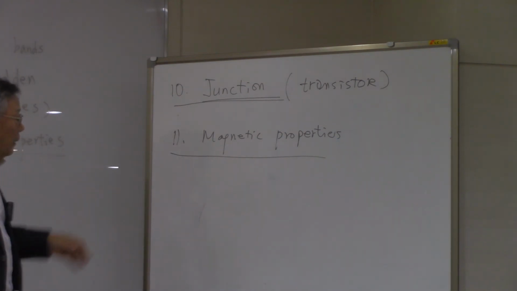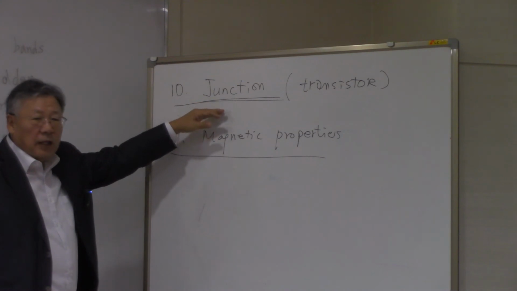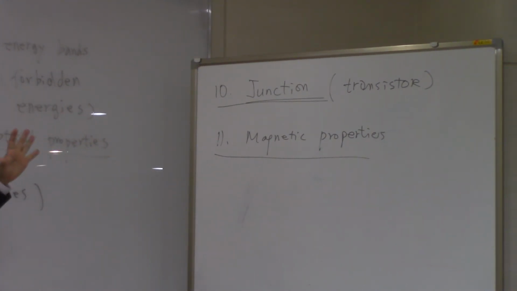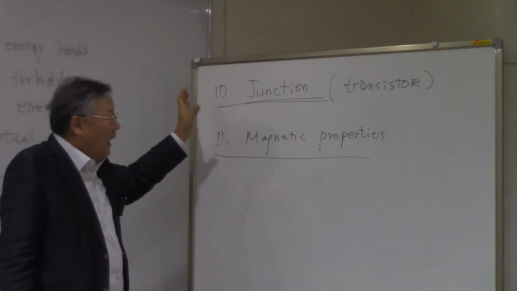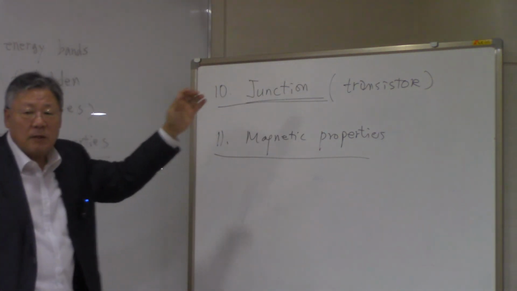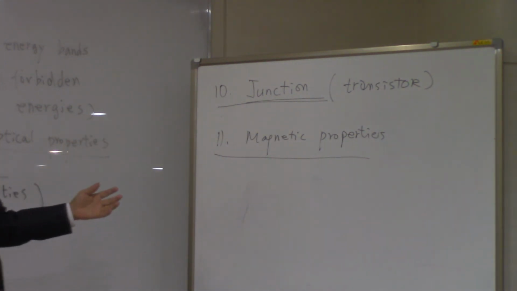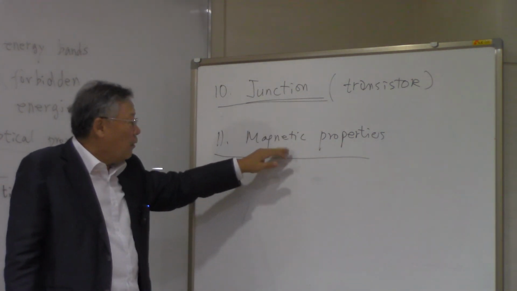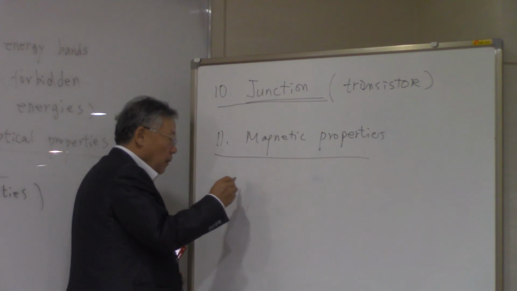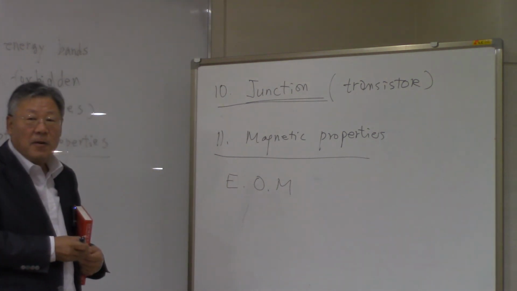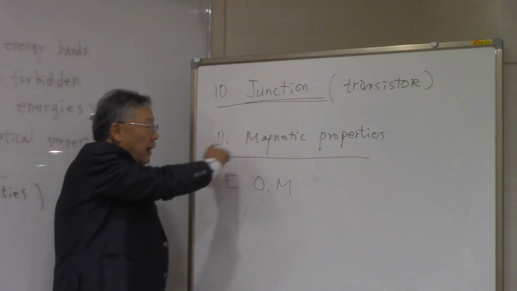But the reason why I omit the junction is that I have a graduate course for the junctions, especially the operation principles of silicon transistors, things like that. I have told my students that this chapter is going to be covered by the graduate course, another course that I'm going to offer. So in this class, we want to omit this and go to the magnetic properties, because the title of this course is EOM, actually: electrical, optical, magnetic properties. So I just skip this junction chapter and go for the magnetic properties.